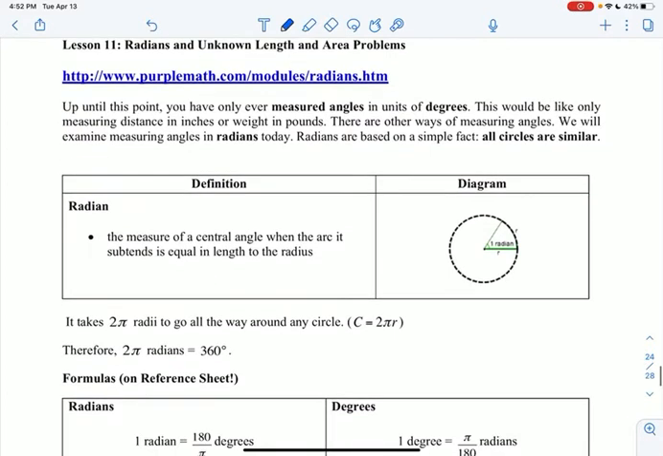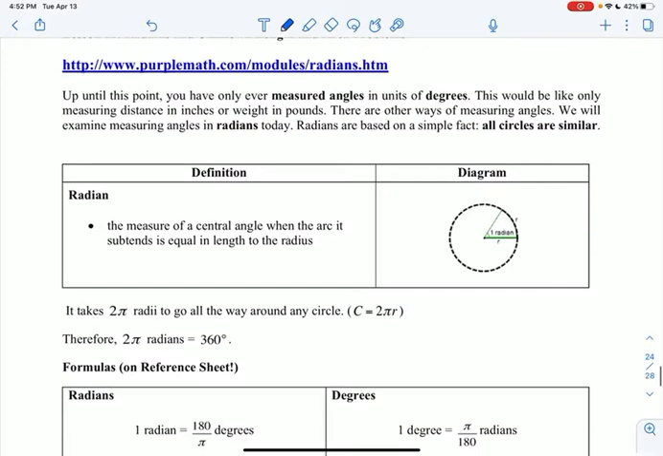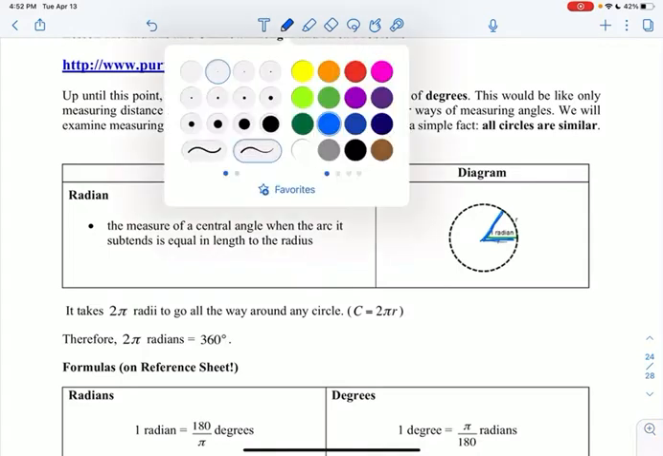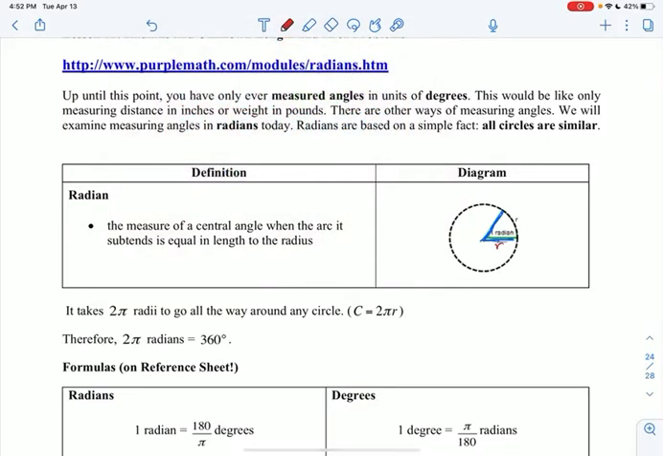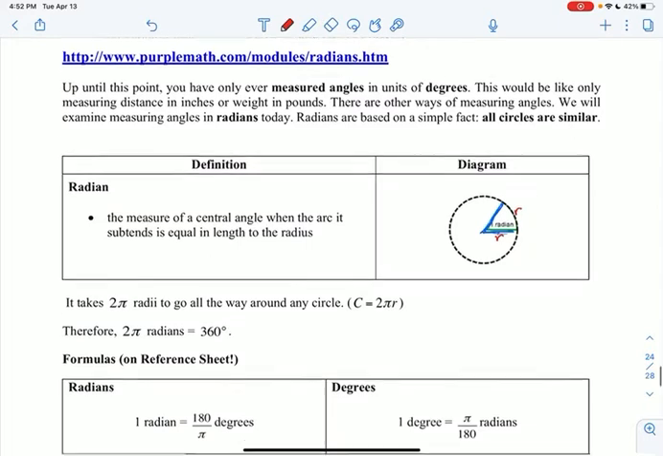Radians are based on a simple fact that all circles are similar. The definition of a radian is the measure of a central angle. This right here is a central angle, where the arc it subtends is equal in length to the radius. So this radius is r, and the length of that arc is also r. That's equivalent to 1 radian.